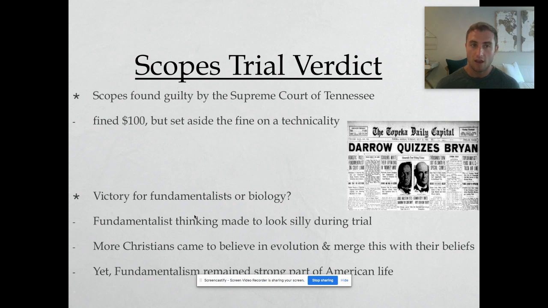And in the end, Scopes is found guilty. He has, in fact, taught evolution in a state in which that is illegal. He is fined $100, but actually the fine is set aside on a technicality. But it doesn't matter so much about the end of the trial. It is really what the trial meant. And the trial meant that fundamentalism, at least in this case, was made to look silly. Clarence Darrow made William Jennings Bryan look a little bit befuddled up there on the stand.